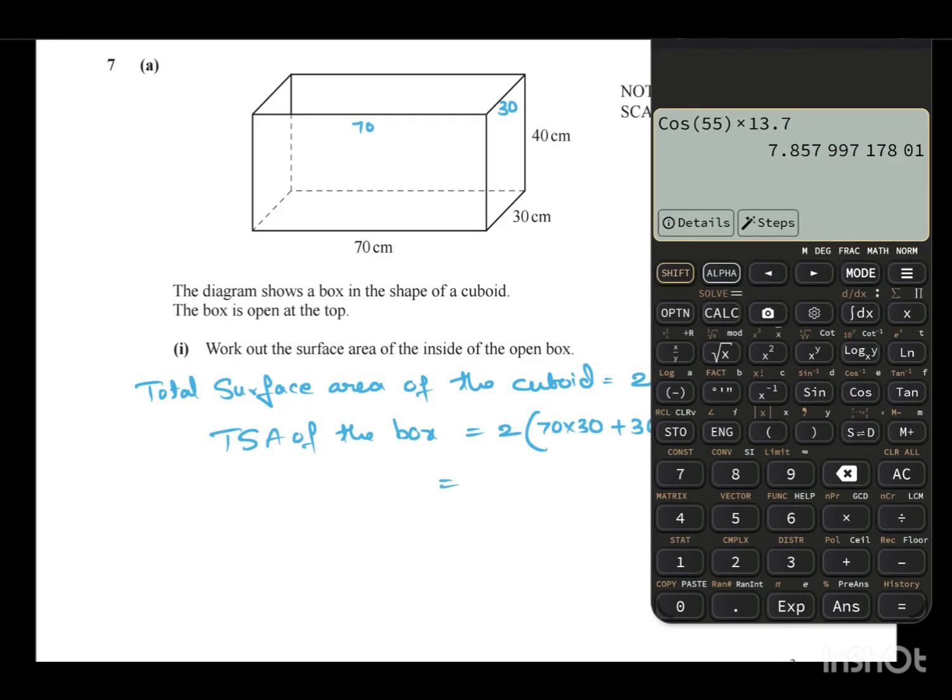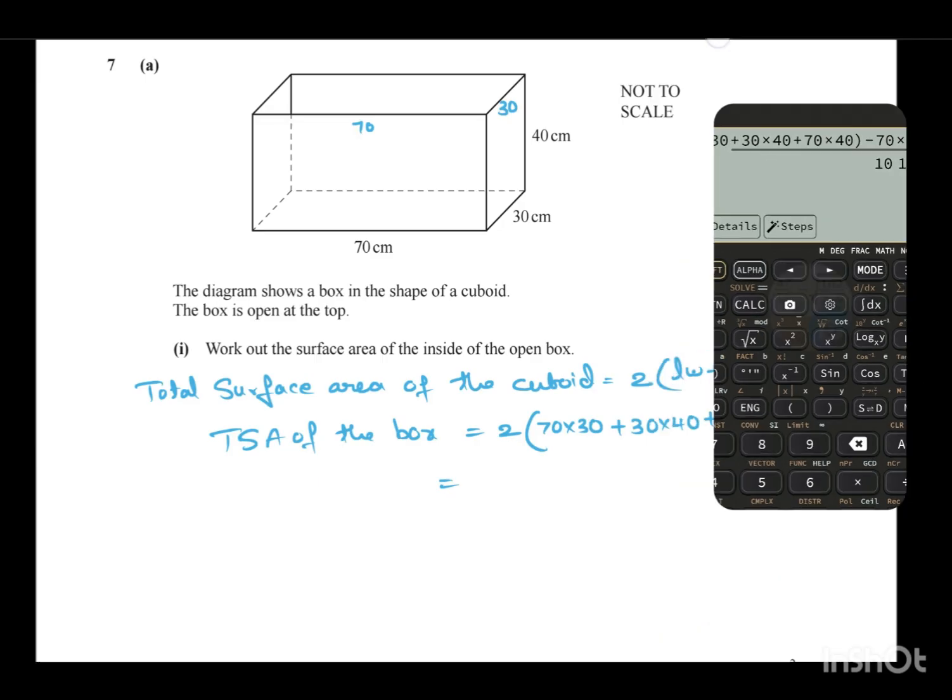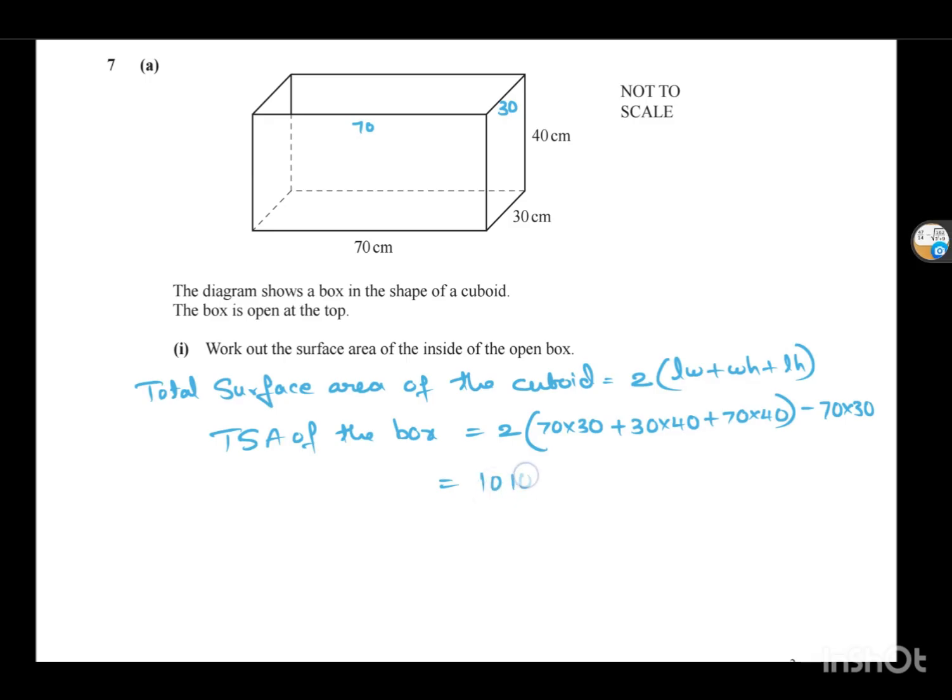You can do this directly in the calculator. 2 into 70 into 30 plus 30 into 40 plus 70 into 40. Close the bracket, subtract 70 into 30. So 10,100. 10,100 centimeter square will be the total surface area of this open box. So just write that as the answer.